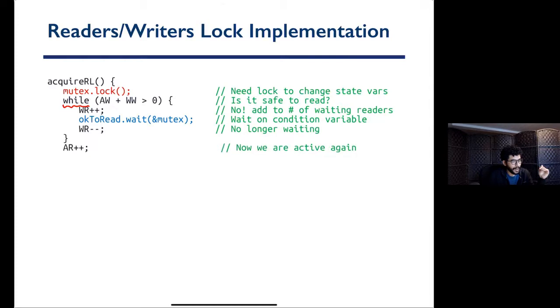And if you get out of this while, it means that you are now an active reader. So it means that you didn't need to wait, which means that the conditions were all good. So you can actually start reading. So you become an active reader, so AR++, and then you release the lock. You unlock the mutex.